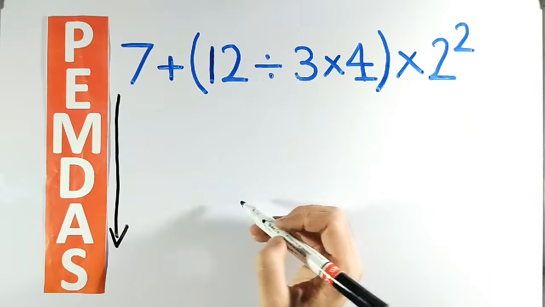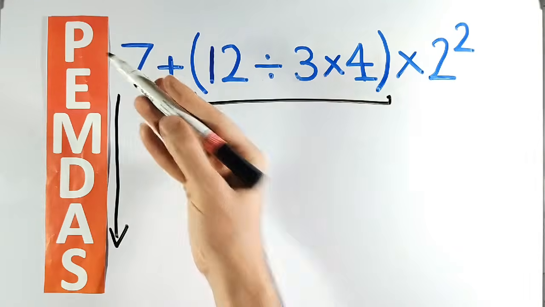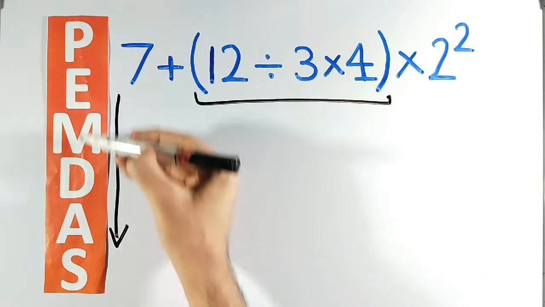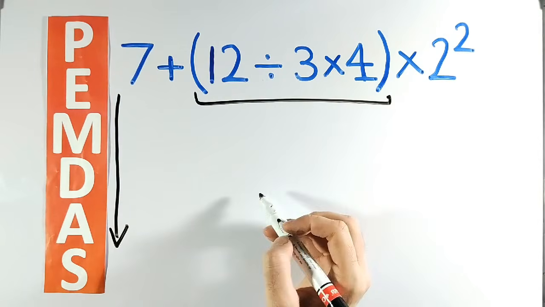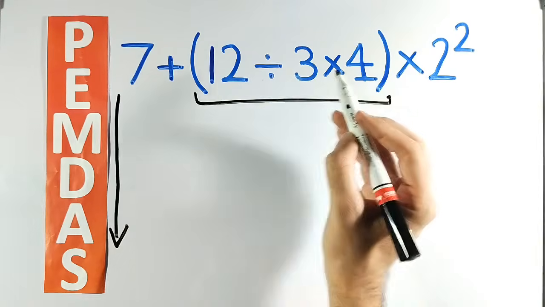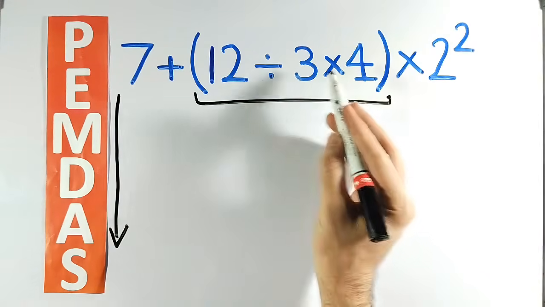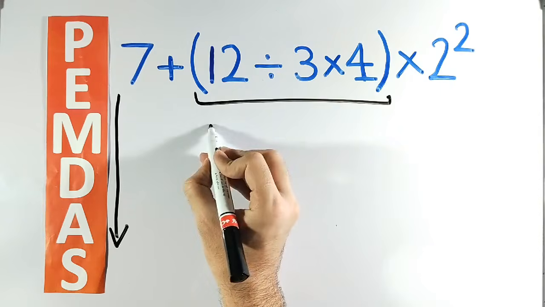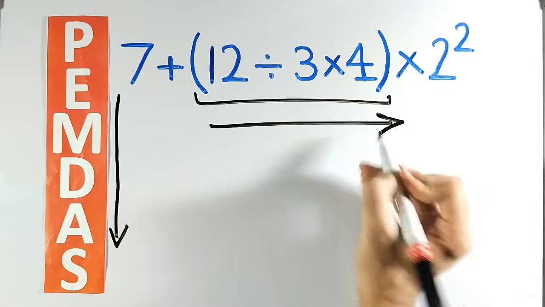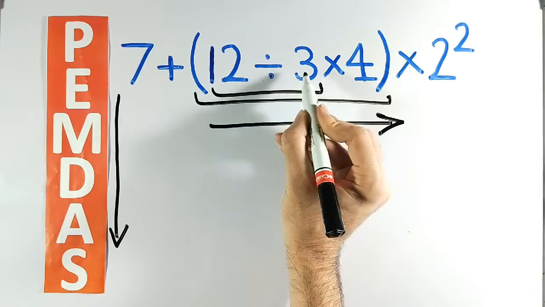According to the PEMDAS rule, first we go for the expression inside the parentheses, because parentheses have the highest priority than the other operations. And inside the parentheses, first we have a division sign, then a multiplication sign. It's very important to note that multiplication and division have equal precedence, and we must perform these two operations from left to right. So, first we go for the division between 12 and 3.